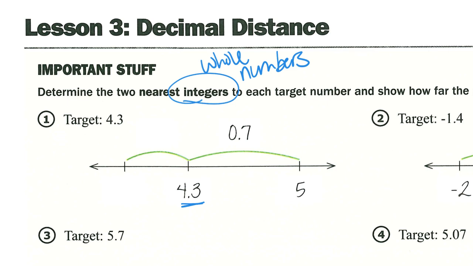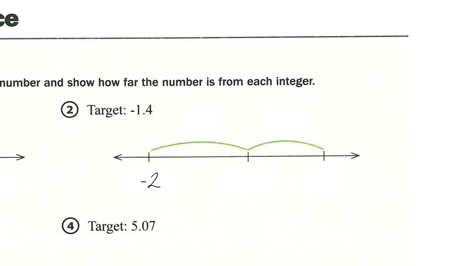integer. So 4.3 in number 1, it's going to be between 4 and 5, and it is 0.7 away from 5, and it's going to be 0.3 away from 4. In number 2, the target is negative 1.4. That's going to go right there. That's going to be between negative 1 and negative 2. It is 0.4 away from negative 1, and it's 0.6, if we go this way, away from negative 2.